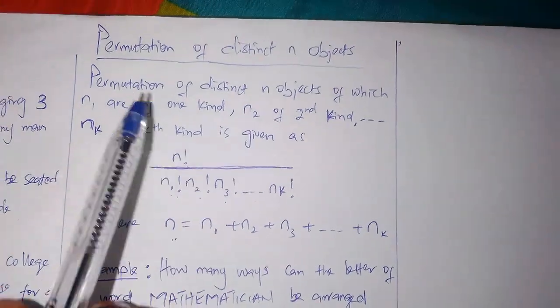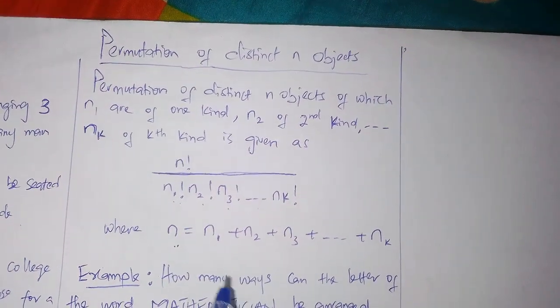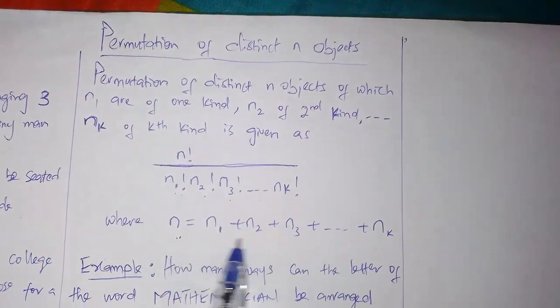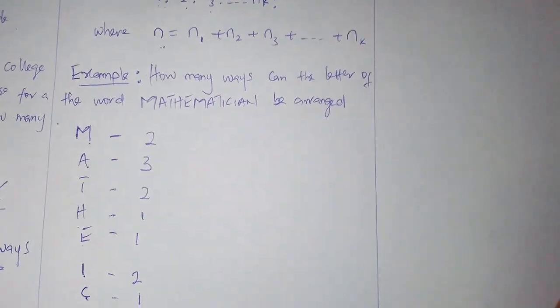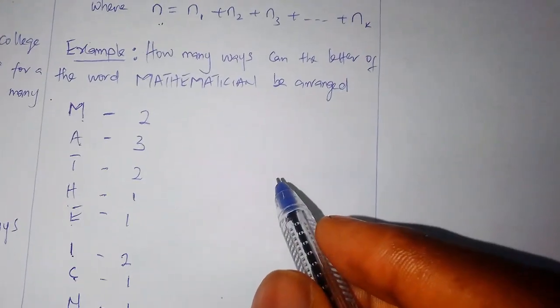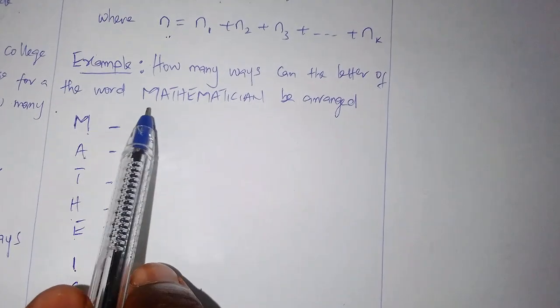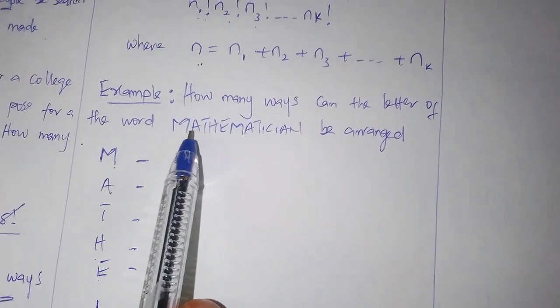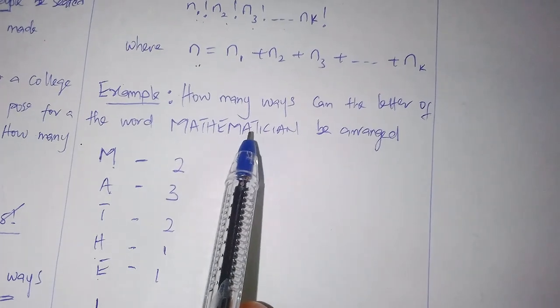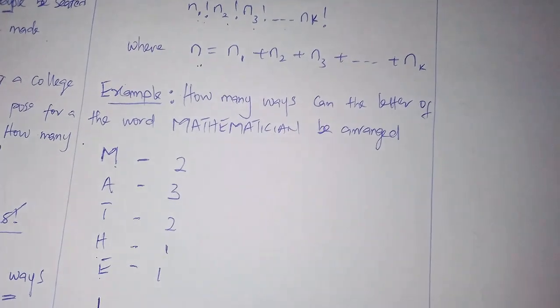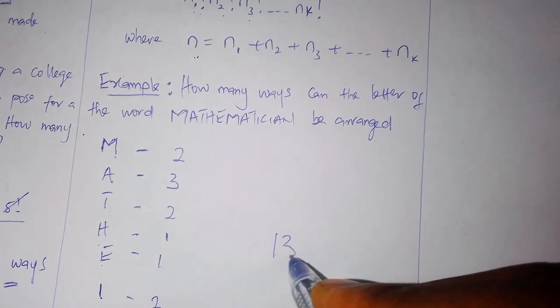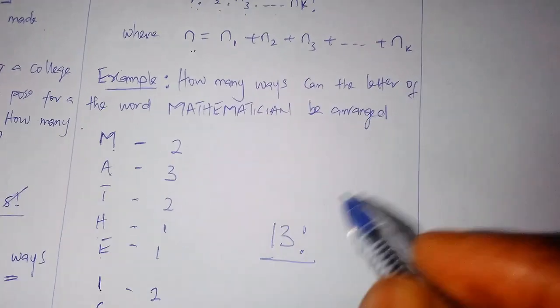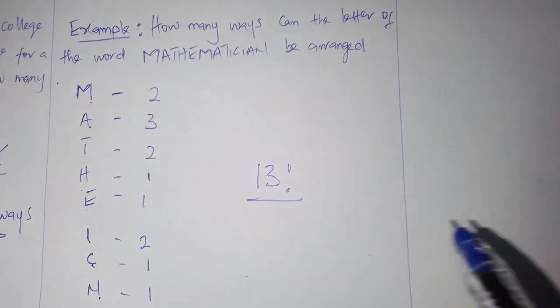Now, how do I solve using the formula given on the board? From what I explained here, together with what I have here, let's solve this question. Simple and straightforward. How many letters are in the word mathematician? We have 1, 2, 3, 4, 5, 6, 7, 8, 9, 10, 11, 12, 13. So we have 13 letters. That becomes 13 factorial.